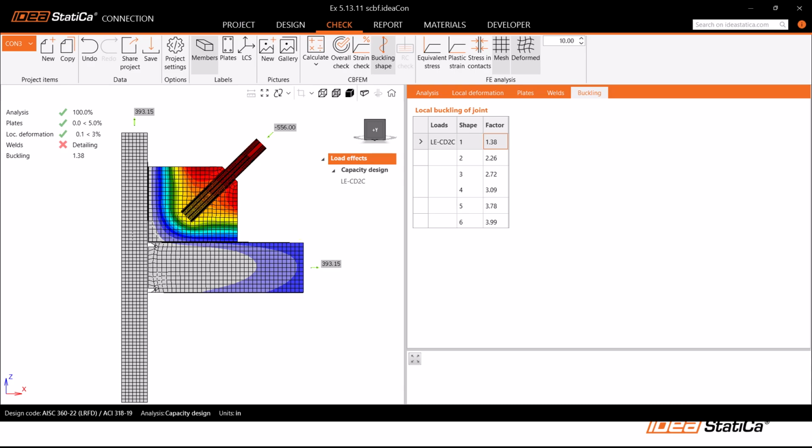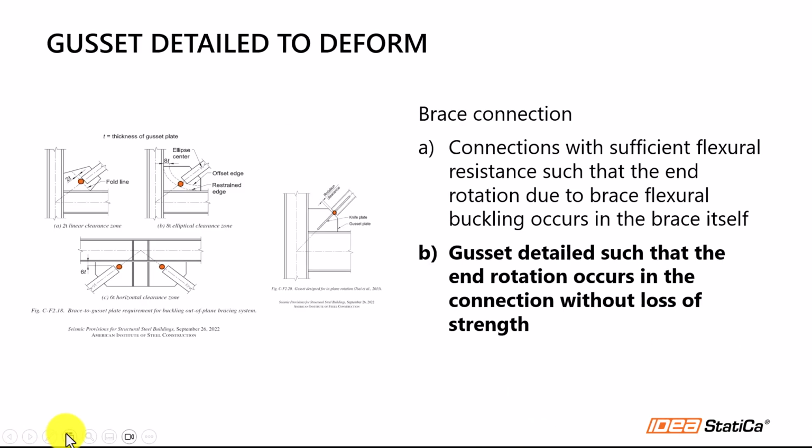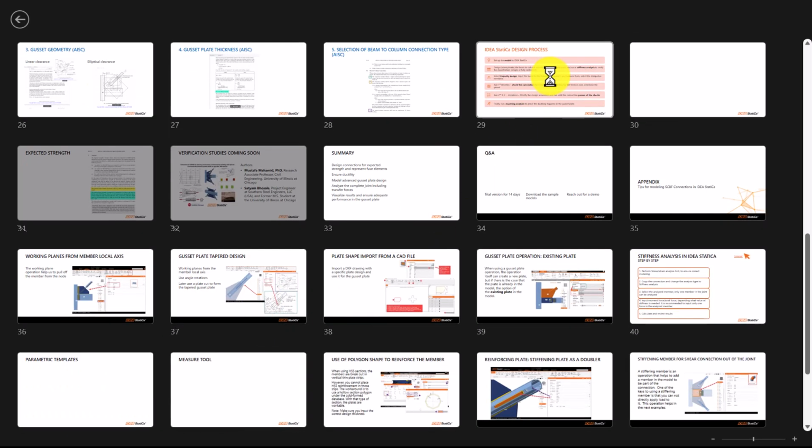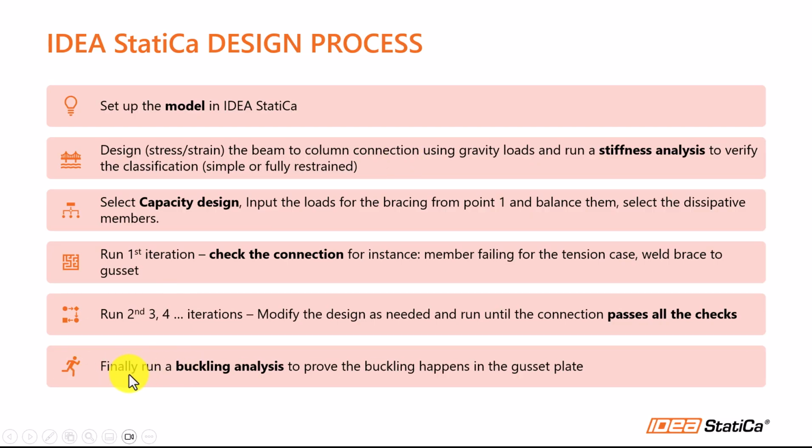Okay, so if we go back to our process here, this is the final step: to run a buckling analysis to prove that the buckling happens in the gusset plate. Okay, let's wrap up this live demonstration and presentation.